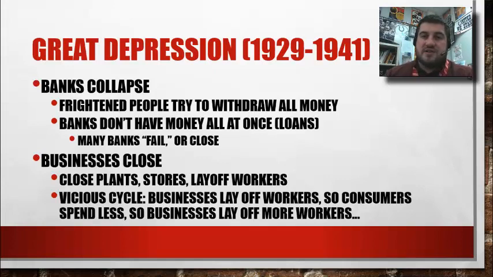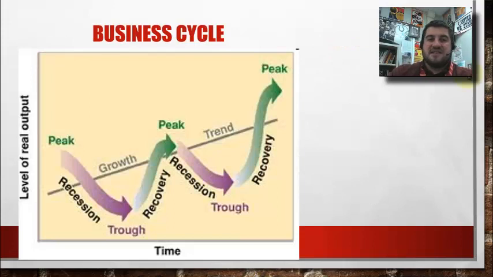Businesses lay off workers, so those workers spend less and buy less. So the businesses produce less and lay off more workers, so the consumers spend less, so the businesses make even less, and then they lay off more workers, and it becomes a cycle of poverty. President Hoover and a lot of other economists thought that it was just a part of the business cycle.